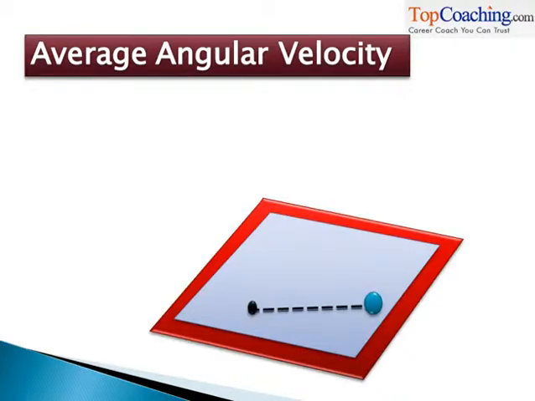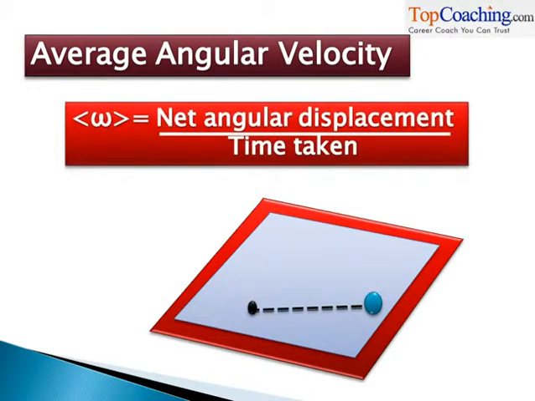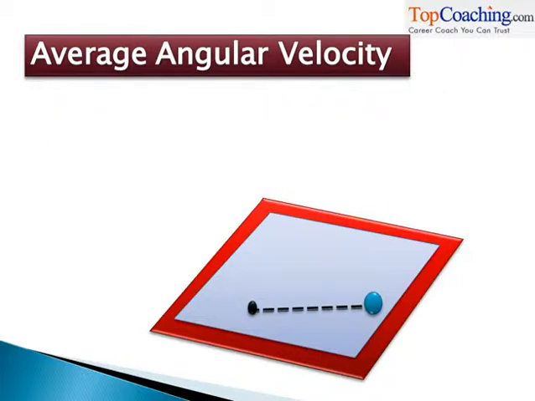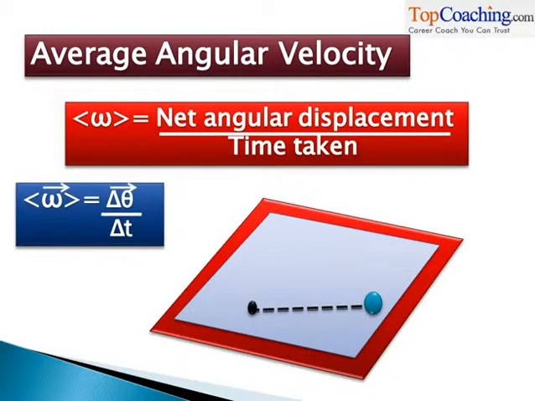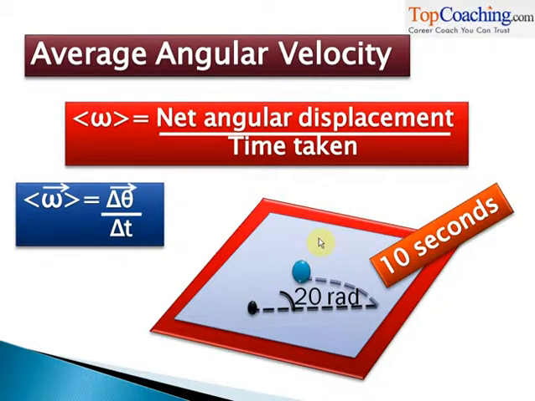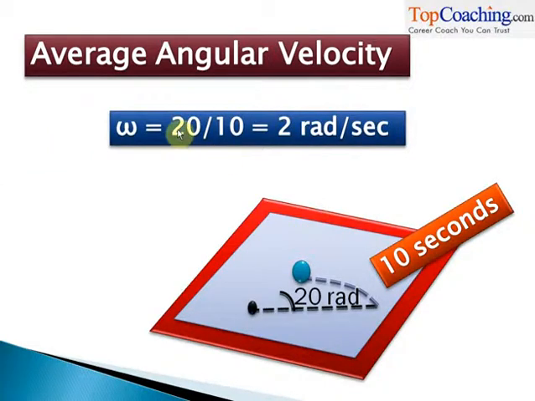Let's now discuss another interesting concept, the average angular velocity. Let us say a ball is rotating in a circle. In that case, the net angular displacement of the ball in a given time gives the average angular velocity of the ball. Understood? The average angular velocity is represented by the symbol omega. Omega is delta theta by delta t. As you can see, if the ball rotates by an angle of 20 radians and it does so in 10 seconds, then the average angular velocity will be 20 by 10, that is 2 radians per second. Understood? This is quite simple.